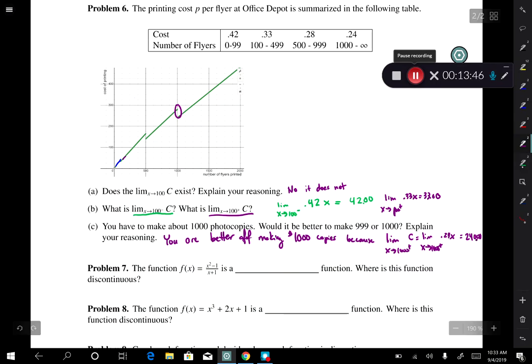$240. Whereas the limit as x approaches 1,000 from the left of c is the limit as x approaches 1,000 of 0.28x, which would be $280. So by making one extra copy of a flyer, you save yourself about $40.